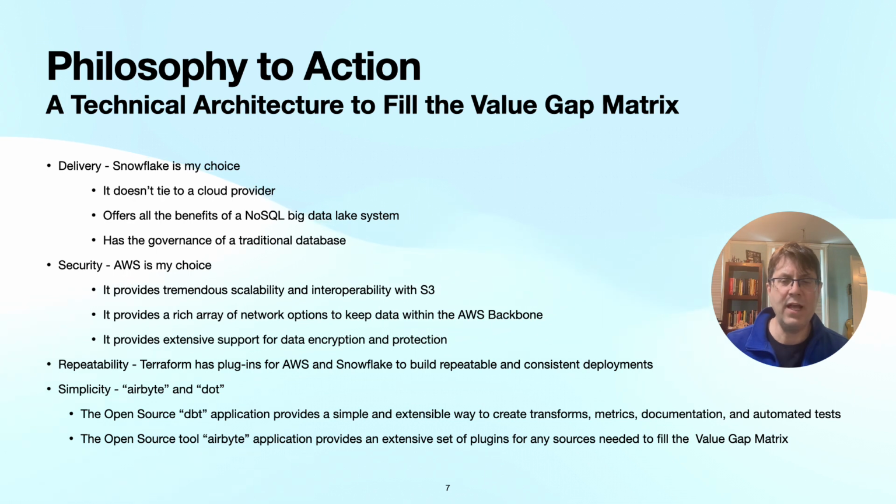Security. I would have to say AWS is my choice for security. AWS is well proven. It provides tremendous scalability and interoperability with S3. It has a rich network of options that you can use to protect the data. Snowflake is a native AWS tenant, so you don't even need to egress on the internet. Your data can be safe and secure well behind the AWS backbone, behind VPC endpoints.